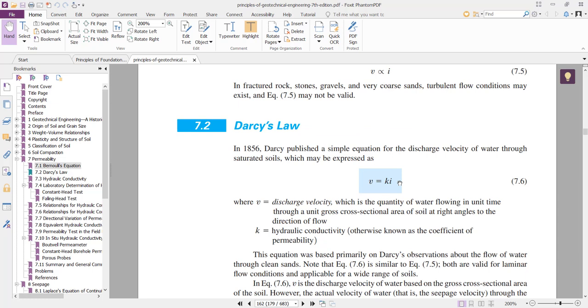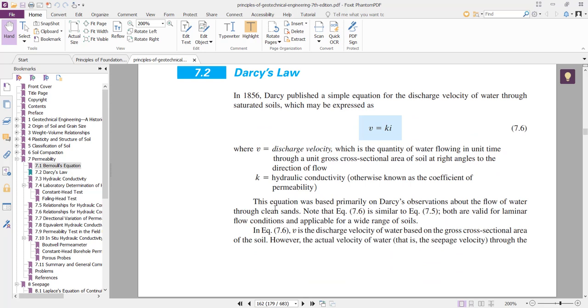The velocity of the fluid equals k times i. So we know that there is a relation between the velocity of the fluid and the hydraulic gradient, and the constant that defines this relation is called k. So what is k? k is the permeability, or the coefficient of permeability, or the ability of the medium to pass the water. V is the discharge velocity, which is the quantity of water flowing in unit time through a unit cross-section area, in the direction of the flow. k is the hydraulic conductivity, or coefficient of permeability. In another way, you can find it called hydraulic conductivity or coefficient of permeability.